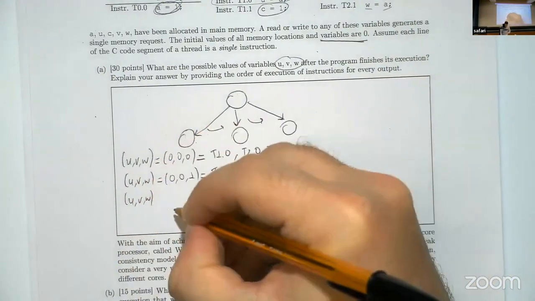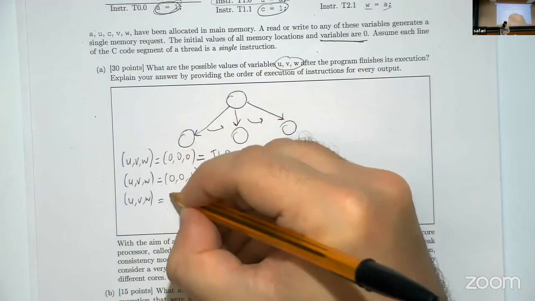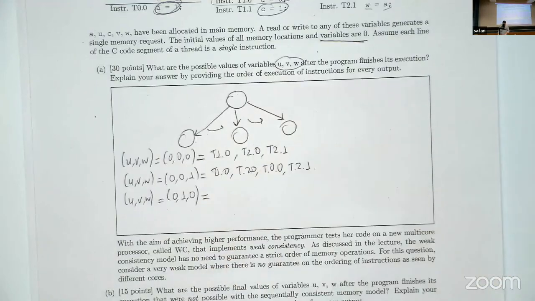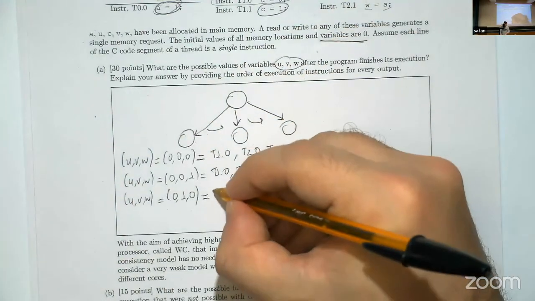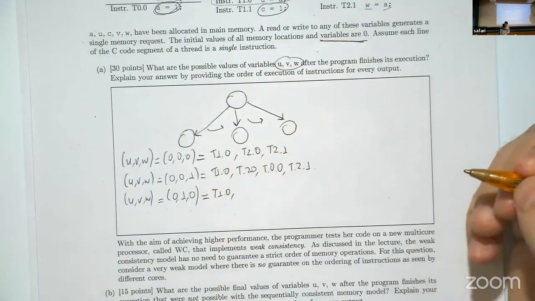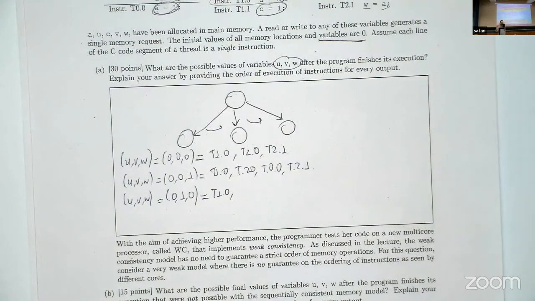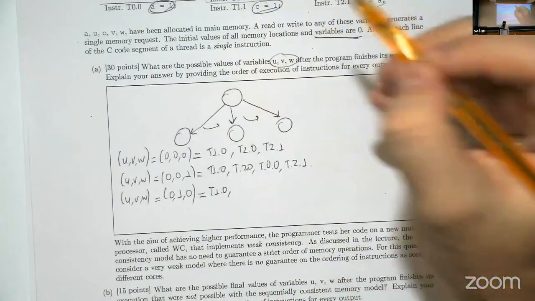Next scenario. This is a really boring exercise, which you will need to do. 0, 1, 0. Again, U is 0, so you first need to execute T1,0. And then after T1,0, somehow you need to figure out a way that V is set to 1. And the only way that V is set to 1 is if you execute T1,1. You need to set it to 1 and commit it.